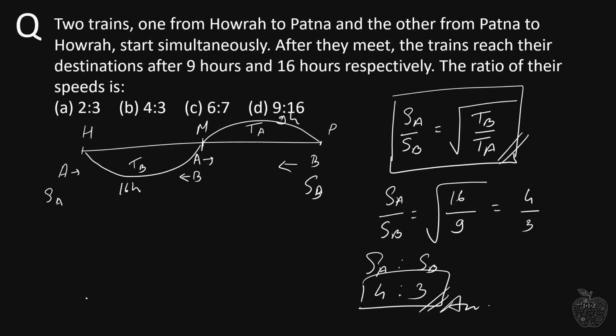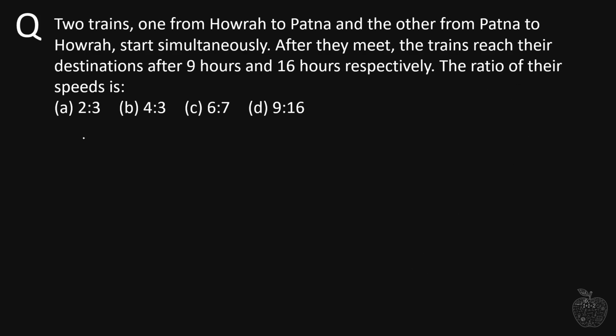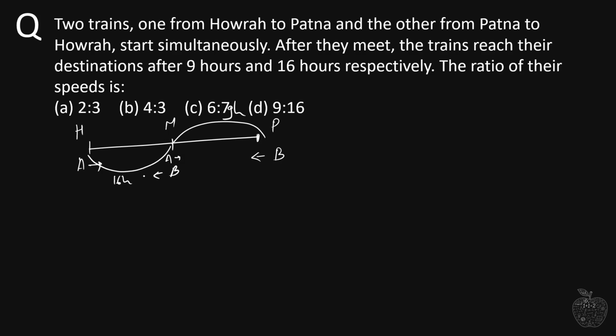Okay, now let's see that. I'll write it here again quickly. This is Howrah, this is Patna. Train A is moving from Howrah to Patna, train B is moving from Patna to Howrah. They both meet at point M, and after meeting, train A takes 9 hours to reach its destination, and after meeting, train B takes 16 hours to reach its destination. Let's call the time taken by A as TA and the time taken by B as TB. We have also assumed that the speed of train A is SA and the speed of train B is SB.